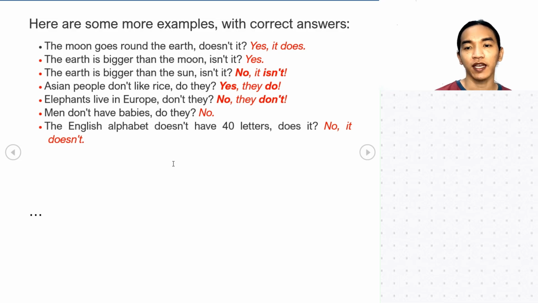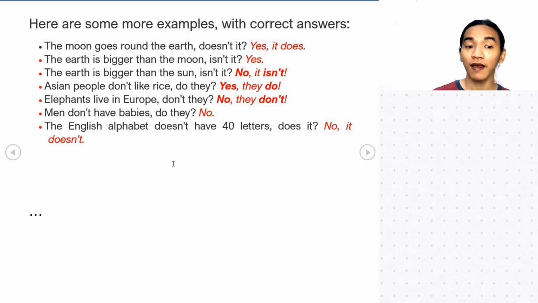The first one, the moon goes around the earth, doesn't it? We know that the moon goes around the earth, so we say, yes, it does. Disregard the tag question. The earth is bigger than the moon, isn't it? Yes, it is. The earth is bigger than the sun, isn't it? No, it isn't, because the earth is not bigger than the sun. Asian people don't like rice, do they? Yes, they do. Asian people like rice.